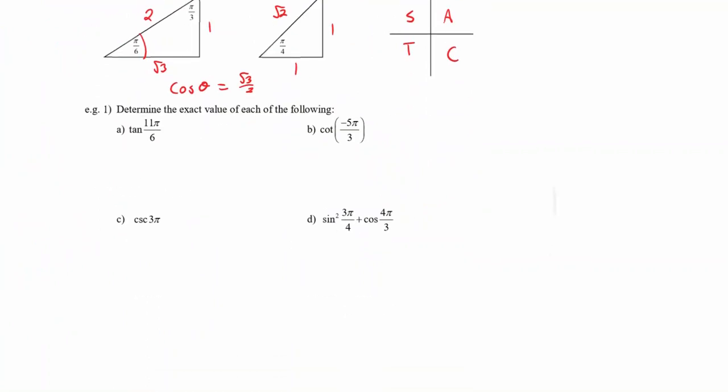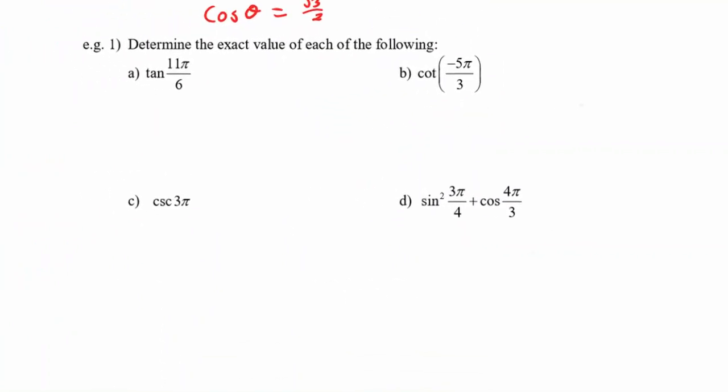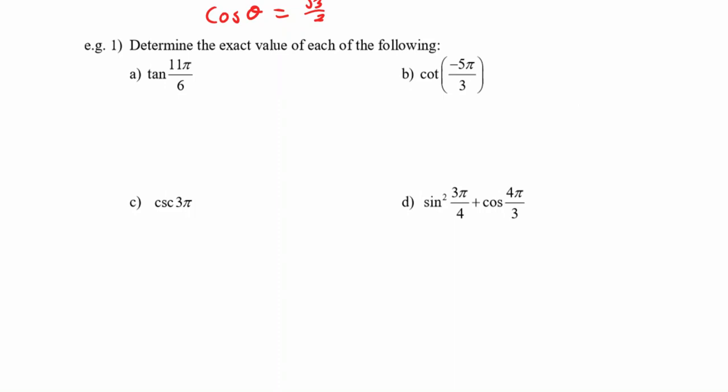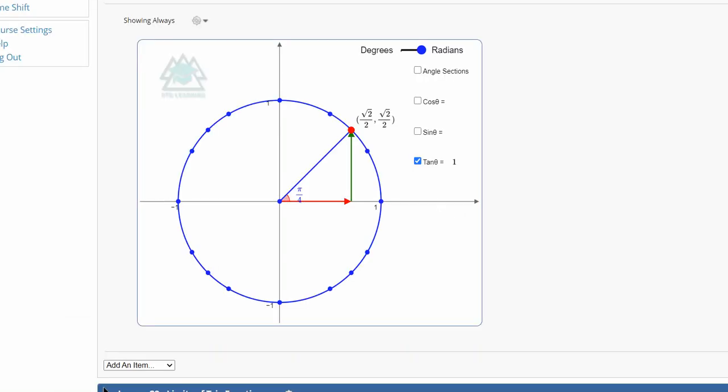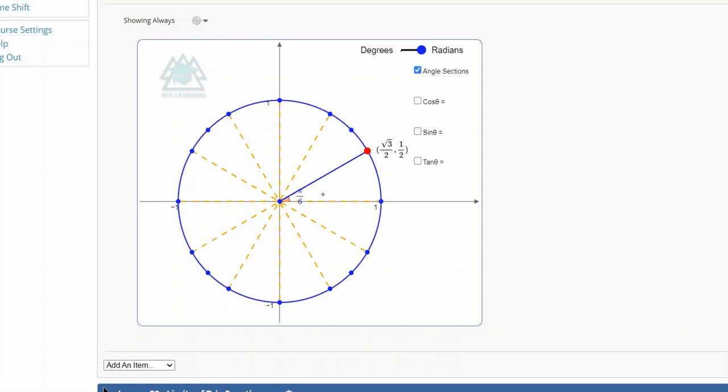All right, moving on. It says determine the exact value of each of the following. So it's tan of 11 pi over 6. Let's go back here again. I'm going to turn on my angle sections. So 11 pi over 6, it's really going to be this kind of picture that I'm thinking of. The over 6s are going to happen here, here, there, and there. That's where we're forced to make it over 6. Okay, so 11 pi over 6.